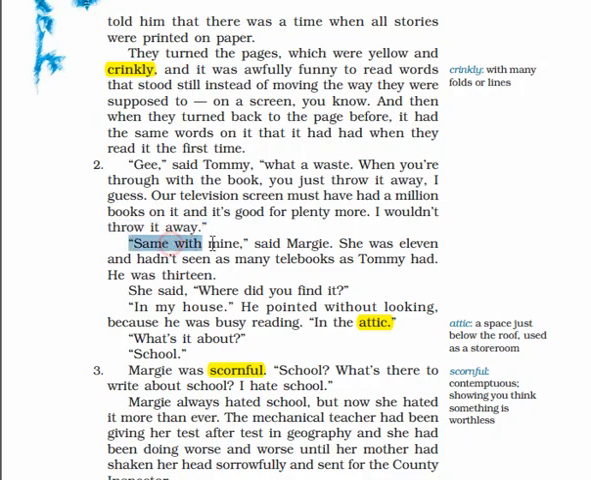"Same with mine," said Margie. She was 11 and hadn't seen as many telebooks as Tommy had. He was 13. She said, "Where did you find it?" "In my house," he pointed without looking, because he was busy reading in the attic. "What's it about?" "School." So here, attic means a space just below the roof used as a storeroom.